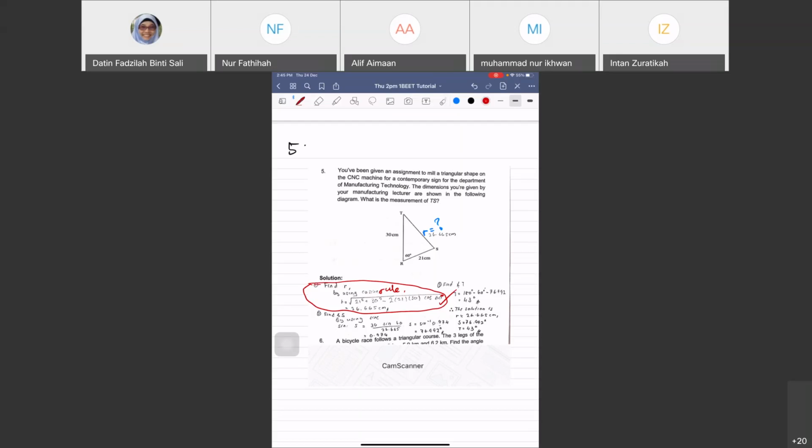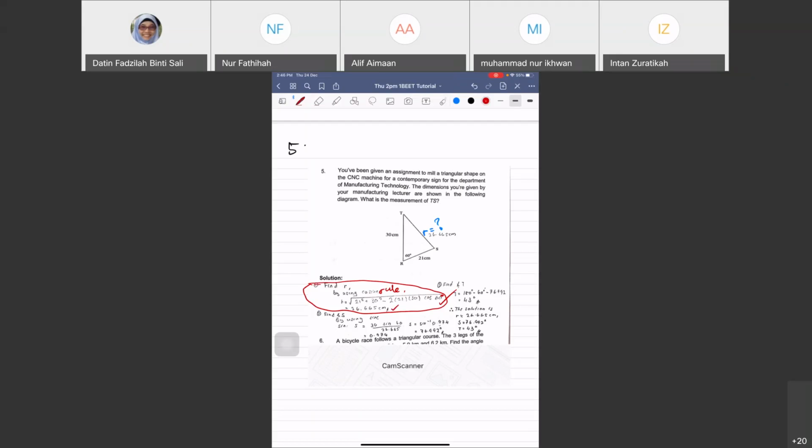Okay, so I think this is the correct answer also, 26.665 centimeters. So that's all. That's what we want. That's what the question wants, just to find the length of TS. Any question? Then perhaps we move on to the next question.